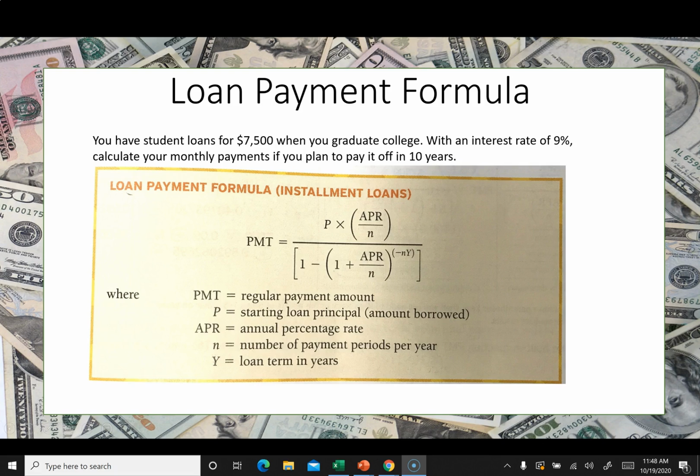All right, so you have student loans for $7,500 when you graduate college with an interest rate of 9%, which is a little high, but pretty typical. Calculate your monthly payments if you plan to pay it off in 10 years. So you're trying to figure out how much would I have to pay per month to pay off my $7,500 debt to college with an interest rate of 9%, and you'd be paying it off in 10 years. So go ahead and pause this video and get all of this down where you see the box. You need that formula down and you need what each variable stands for.